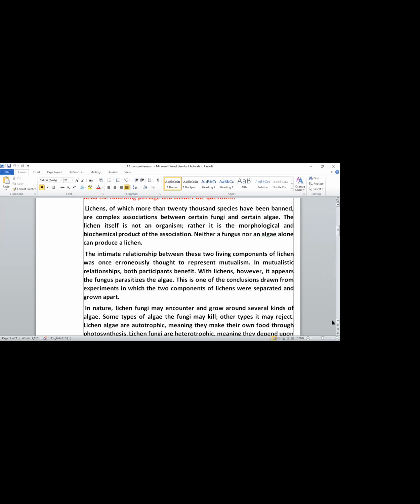So previously it was thought that these components of lichens go mutually, but later on, what was the conclusion drawn? Two components of lichens were separated and grown apart. That is the only point. Two components of lichens were separated and grown apart.